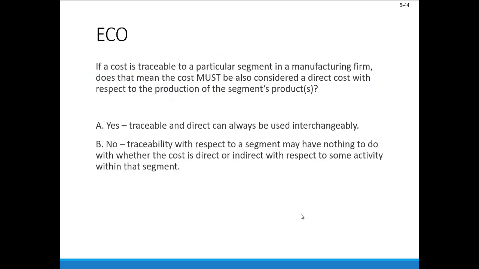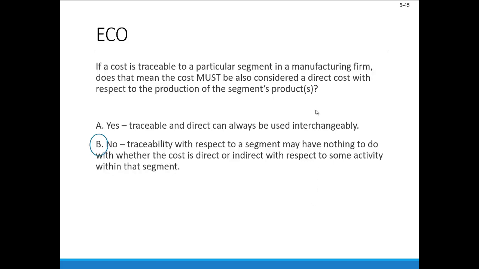So think about this. If a cost is traceable to a particular segment in, say, a manufacturing firm, does that mean the cost must also be considered a direct cost with respect to the production of the segment's products? Pause this, think about that for a second, and then come back for the solution.